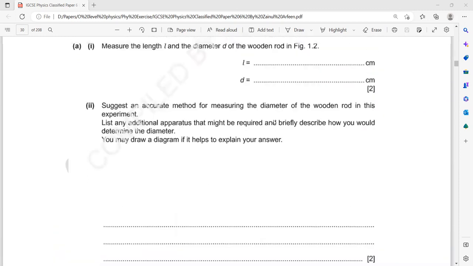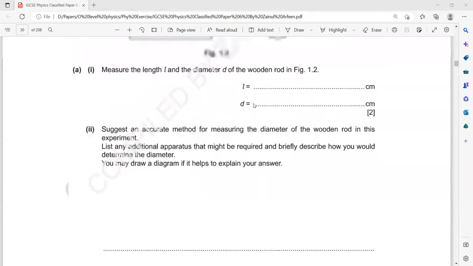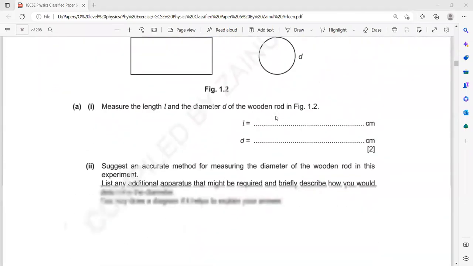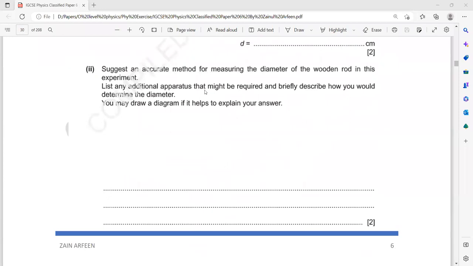The next part: suggest an accurate method of measuring the diameter of the wooden rod. In this experiment, list any additional apparatus that might be required and briefly describe how you would determine the diameter, like how we can determine a diameter as accurately as possible. If you remember, if you want to measure the diameter of a circular object, we normally can use wooden blocks. Good. Yes, Muhammad Ashraf: bring balls, put wooden blocks and a ruler, and divide the length by the number of balls.